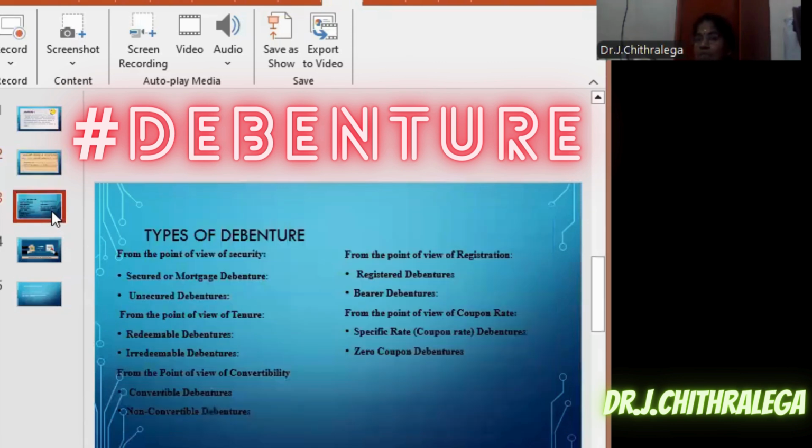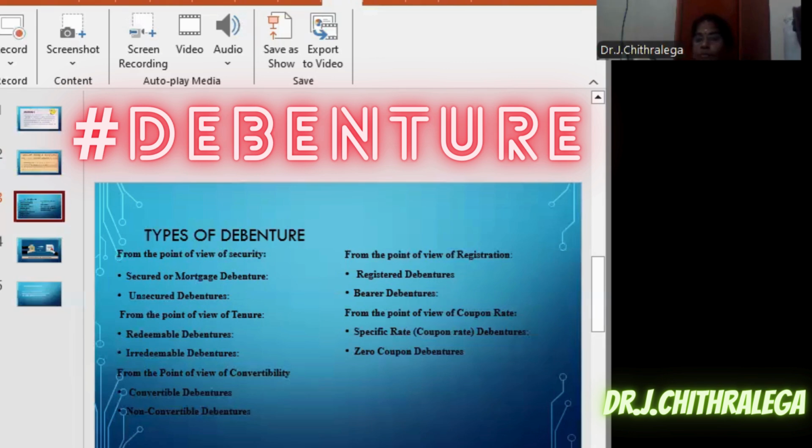Next we shall see what the types of debentures are. The first type, from the point of view of security, is secured or mortgage debenture. These debentures are secured by creating a charge on the assets of the company, and if the company fails to make payment on the principal amount or interest amount, the assets will be sold and the public repaid. Unsecured debentures do not have any charge on the assets of the company, that is, they don't have any security at all.